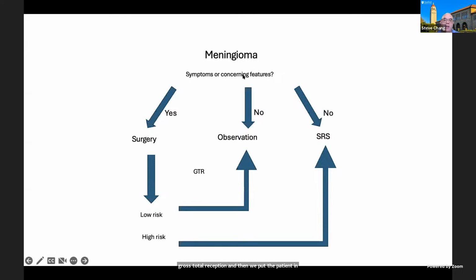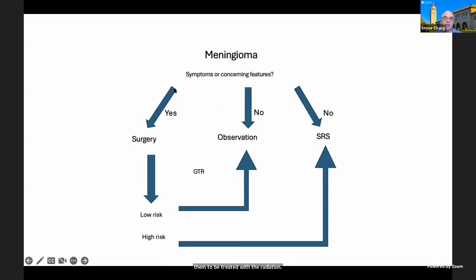If they come in and they have a small meningioma and they're not symptomatic, we can go straight to observation and not worry about treating until they become symptomatic. If they're not symptomatic, but we're worried about the location of the tumor, the size, or maybe we're worried about them potentially becoming symptomatic, it may make sense for them to be treated with radiation, the stereotactic radiosurgery, up front.